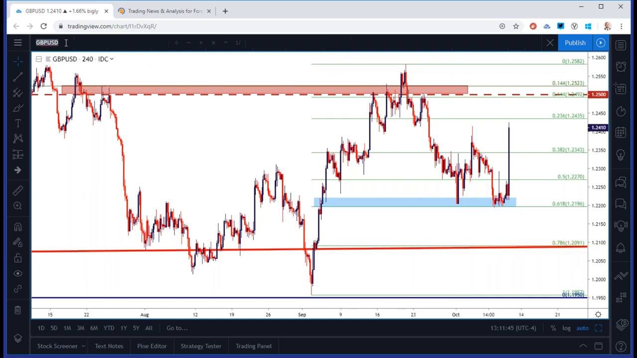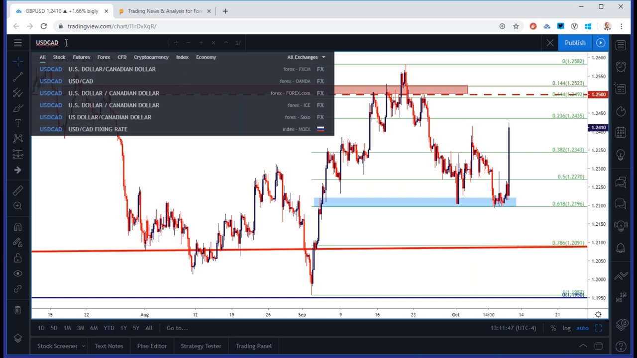Also on the short side of the US dollar CAD, this one's beginning to fill in a little bit.